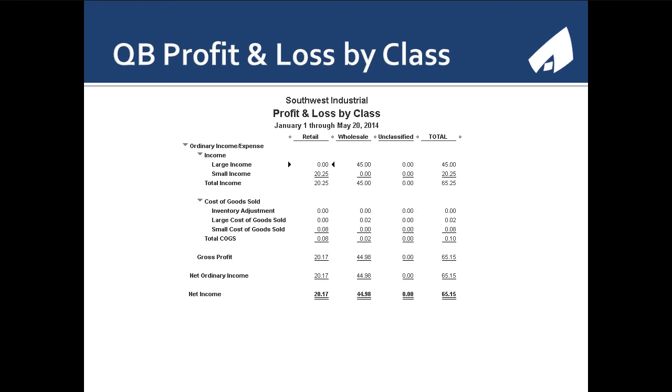But the profit and loss by class is similar to your profit and loss report, which is probably familiar to most of you. On the left, we have our rows that are income and expenses. What's different here is we have different columns now. The profit and loss by class has 4 columns here: retail, wholesale, unclassified, and total. Retail and wholesale are classes that I created in QuickBooks and integrated in with ACCTivate. In this particular example, retail and wholesale are customer types.